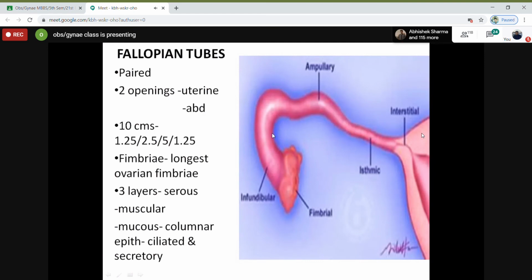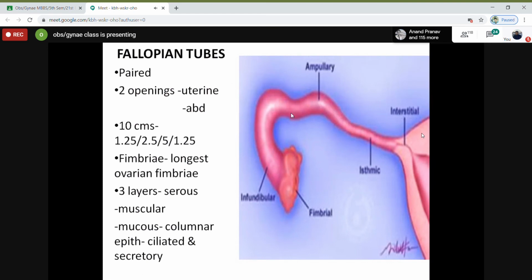The fimbria, this fimbrial end has finger-like projections. The use of these finger-like projections is to pick up the ovum that is shed into the, I'm sorry, into the peritoneal cavity. So when the ovary throws out the ovum, the finger-like projections will pick it up. One of the longest, the ovarian fimbria, is very long, and it will pick up the ovum and transport it through the fallopian tube.